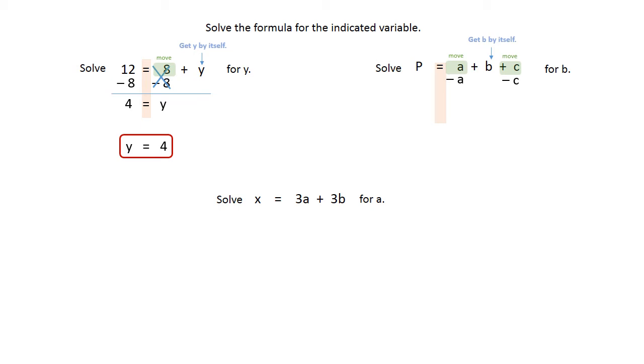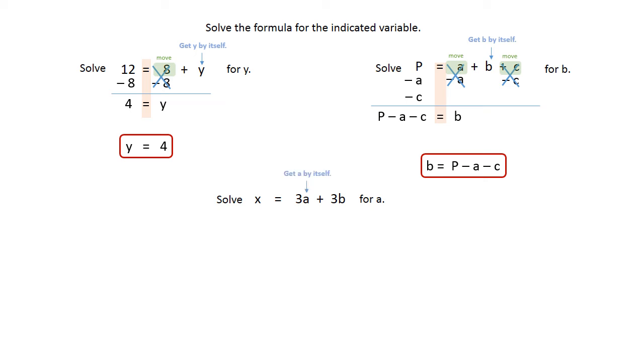You can do this at the same time and just write the subtractions right on top of one another on the left hand side. This moves them from the right hand side, and the only difference at this step is you can't combine these. Like we did with the 12 and the 8, we put those together and got 4, but with this they're not like terms, so just write them right next to one another. P minus a minus c equals b. And if you were going to write it as b equals, you're going to put b equals p minus a minus c.